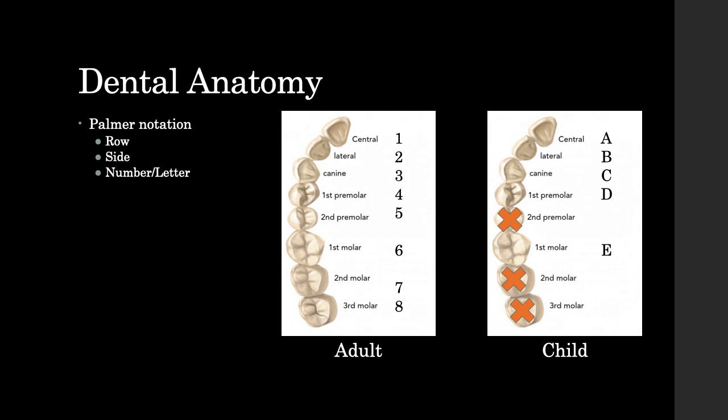And then the third character is a number in adults from 1 to 8, because we have 8 teeth in each quadrant, or a letter in children because children have 5 milk teeth in each quadrant. So if you want to describe the tooth on the right side of the top row and it's the second premolar, you would call it an upper right fifth, or a UR5. Whereas in children, if you wanted to describe the lower canine on the left side, that would be a lower left C, or an LLC, because that's the third tooth, and we use the letters to describe the fact that they are milk teeth for the children.